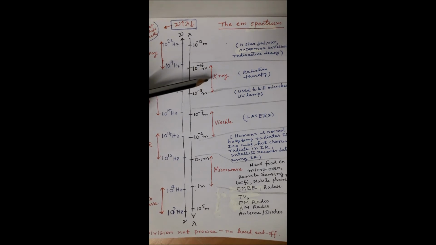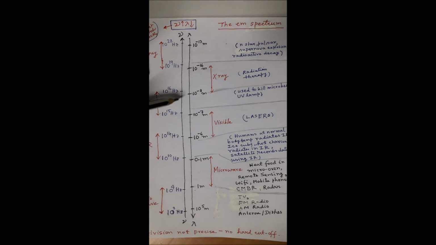X-ray is used in radiotherapy, and it falls in this region. Gamma ray is here, the sources being neutron stars, pulsars, and supernova explosions, and in radioactive decay we know we get gamma. Now, this diagram has been drawn not to scale firstly, and secondly, the nu value and the lambda value may not match. There are no hard cutoffs here, and the values are just indicative.